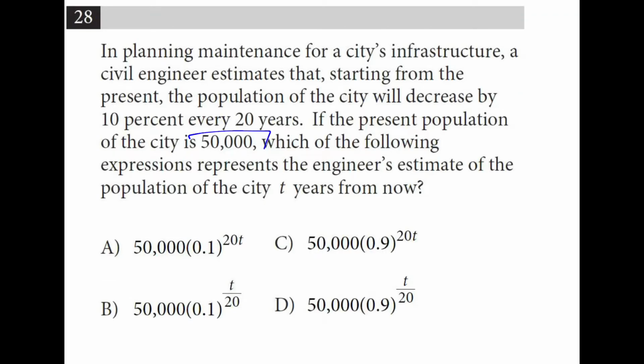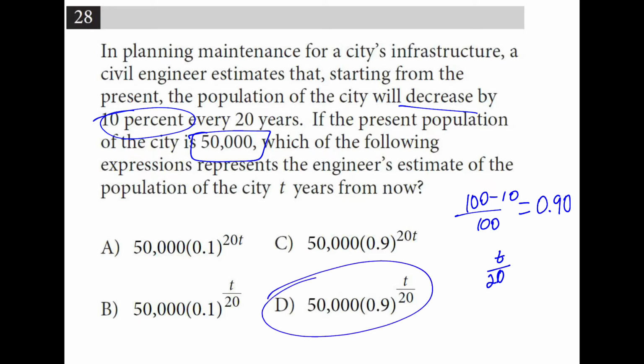We have a population of this amount, and it decreases by 10% every 20 years. So we'll start with 50,000. We'll multiply by 100 minus 10 over 100, or in other words, 0.90. And for our exponent, we want to see t divided by 20. That way, every time you put in 20 years, the population will fall this 10%. So the only one that matches both of those is D.